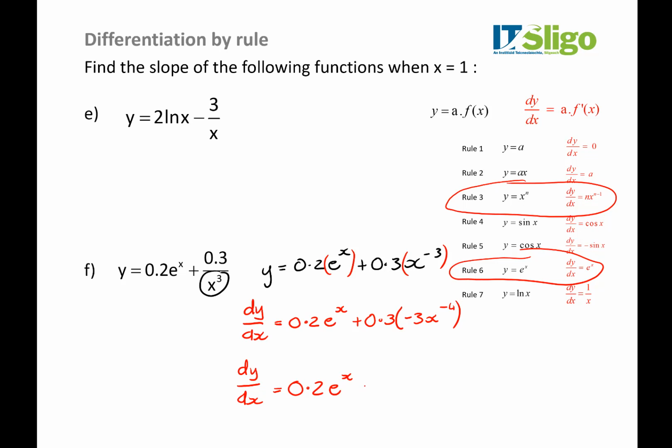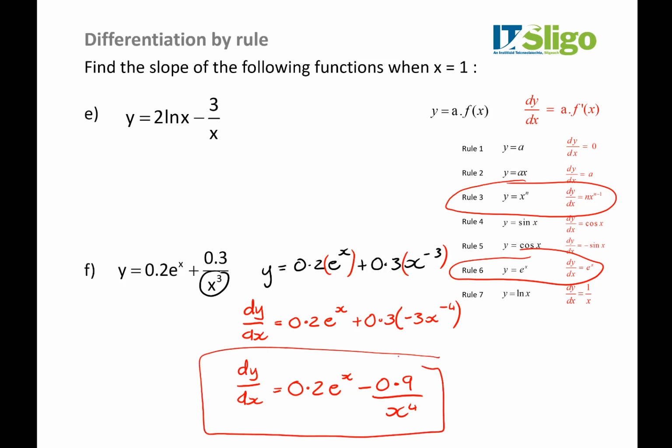Minus by a minus, minus by a plus gives me a minus. Numbers do what numbers do. And then x to the power of 4. And that's my answer.